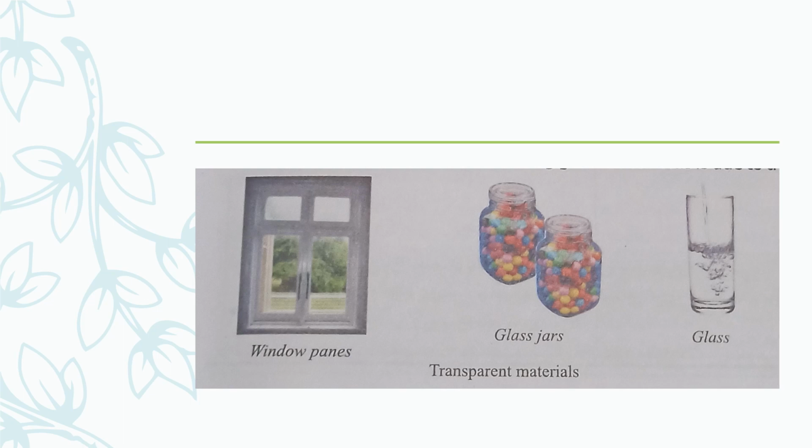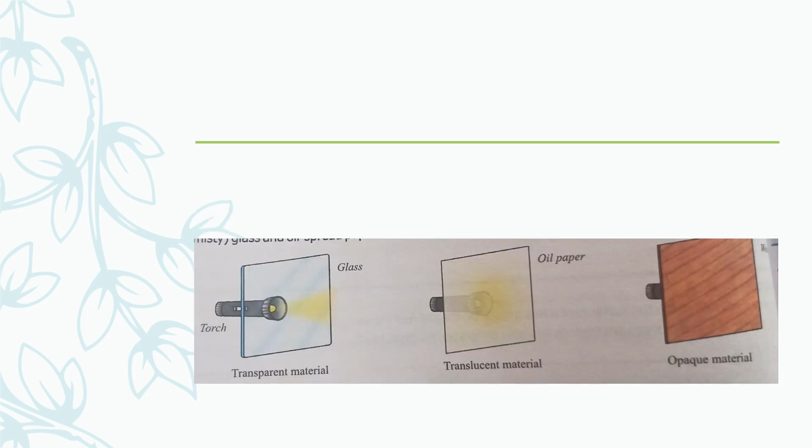The window panes, glass jars and the glasses are some examples of transparent materials. Here you can see that a demonstration is being given. A torch is there and there is a glass material. Through this we can see, right? Then there is a translucent material. Here we can see the image of the torch, but only a slight image, not a clear one. And in opaque material, we have used a wooden box and we are not able to see the light of the torch. So it means it doesn't allow the light to pass through it.